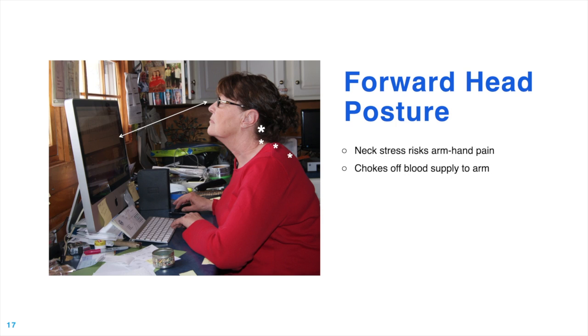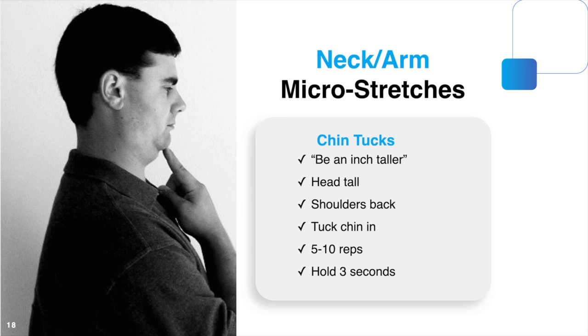As a physical therapist treating work-related pain problems, I am every day telling patients the best thing they can do is to hassle themselves all day to be an inch taller. One of the best ways to prevent and reverse neck stress inputs to arm and hand pain is to frequently perform two very easy, very simple micro stretches that reverse the effects of forward head posture while working.